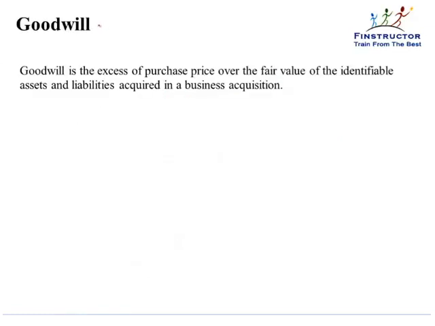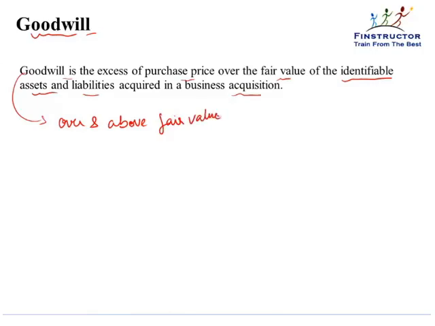So we've been hearing the term goodwill for quite some time now. Let's understand exactly what goodwill means and how it is calculated. Goodwill is defined as the excess of the purchase price over and above the fair value of the identifiable assets and liabilities acquired in a business acquisition. So goodwill is what you pay over and above fair value. Now, why would you do that? Why would you pay over and above fair value?